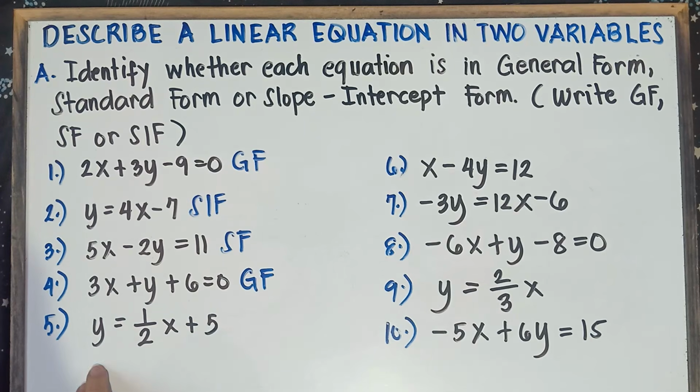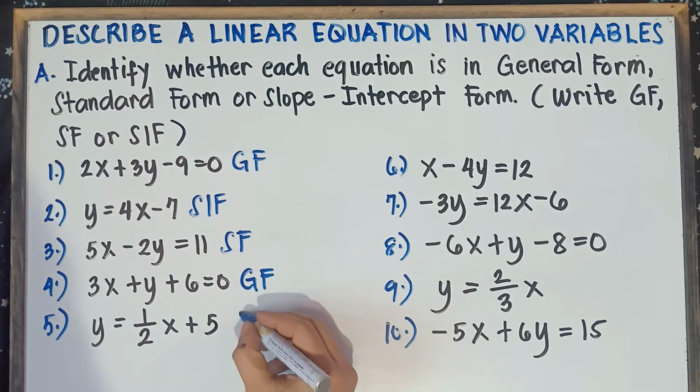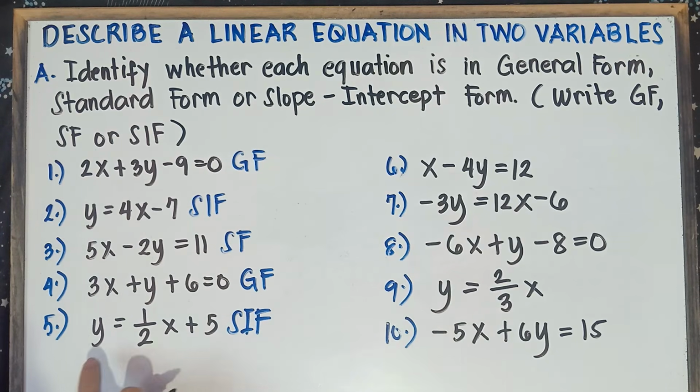Alright, for number 5, we have y equals 1/2 x plus 5. What's the answer, class? That's correct. That would be SIF, slope-intercept form. So this will be y equals mx plus b. The y-intercept, the value of b, would be 5. And then the slope would be 1/2.